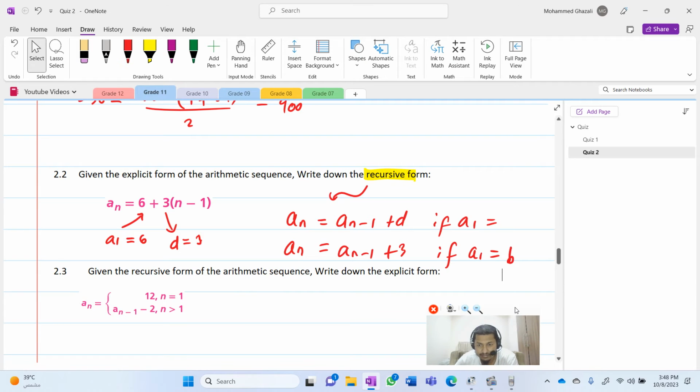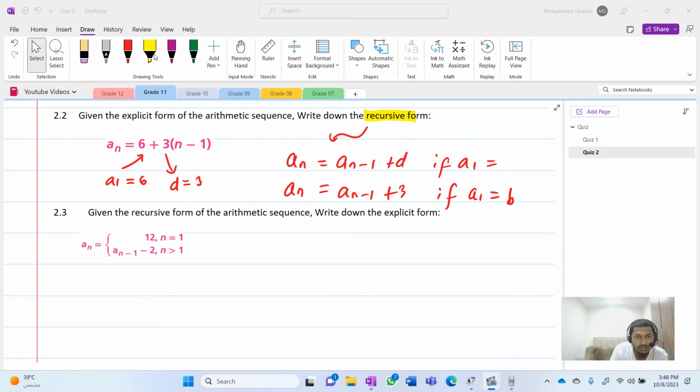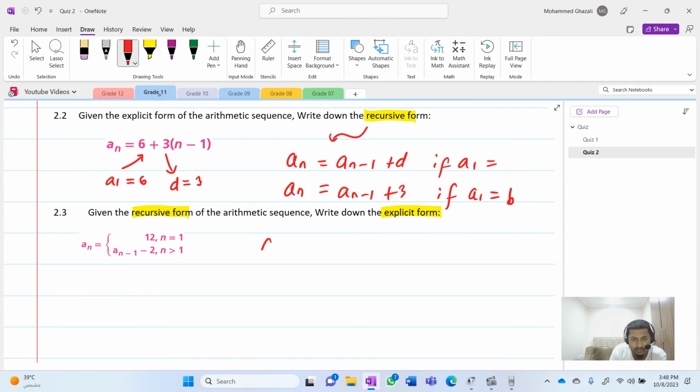Next question, we have the arithmetic sequence, which is given in the recursive form. Now we want to write down the explicit form. Explicit form is an is equal to a1 plus d into n minus 1. We know that a1 is 12, right, and that is the common difference, which is minus 2, so d is equal to minus 2. Now we take all this information and we put it here into the explicit form.